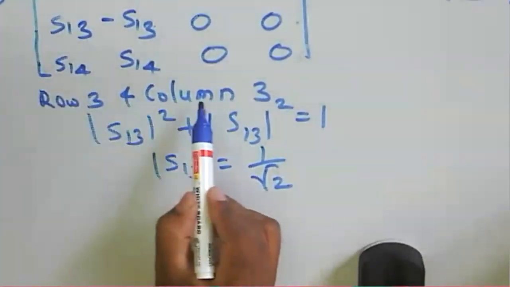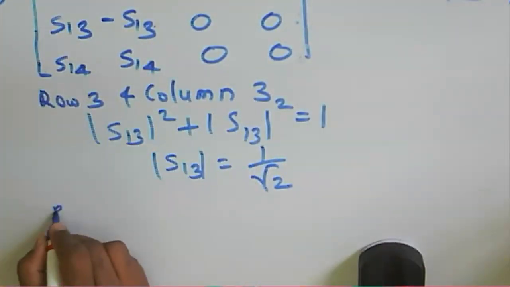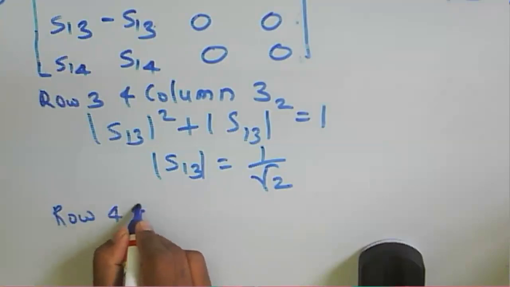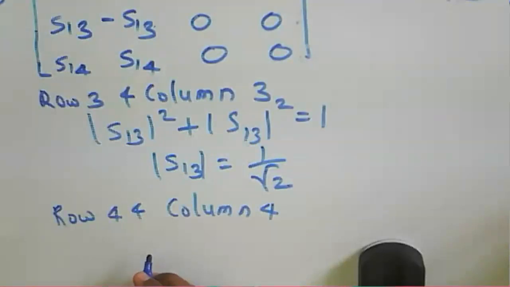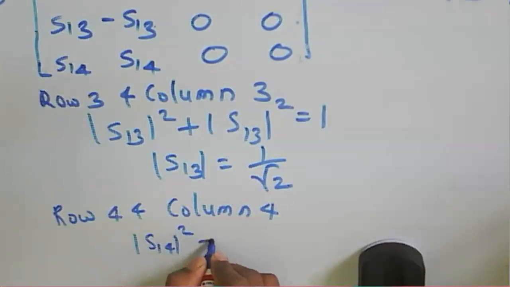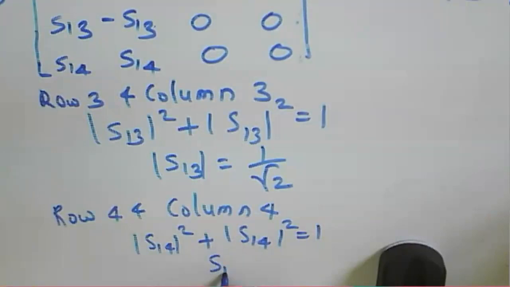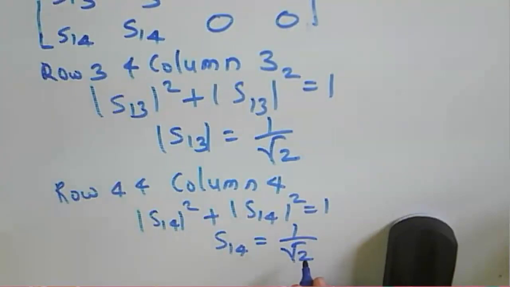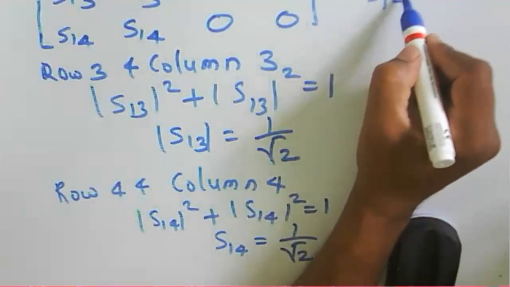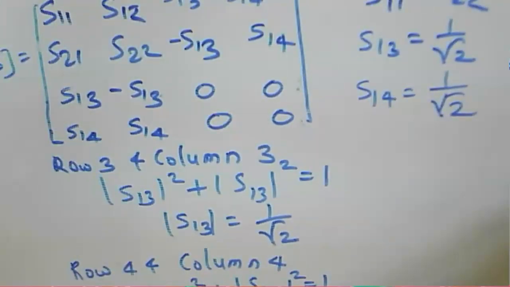So from this row 3 and column 3, then row 4 and column 4. If you consider row 4 and column 4, we'll get that S14 square plus S14 square is equal to 1. So after solving this, we'll get that S14 is equal to 1 by root 2. We'll rewrite here S14 is equal to 1 by root 2.